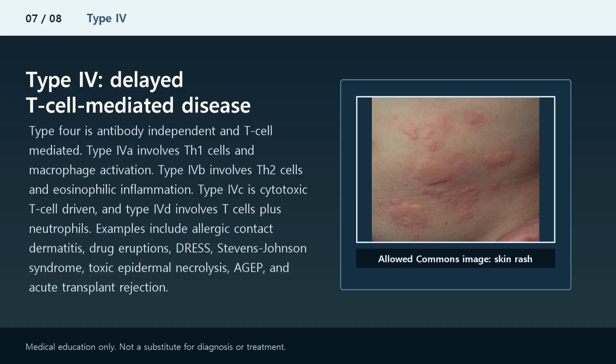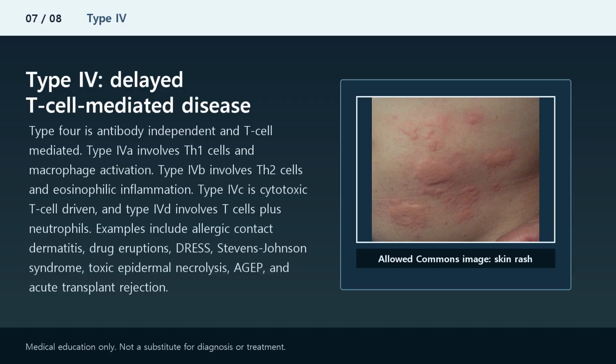Type 4 is antibody-independent and T-cell mediated. Type IVA involves Th1 cells and macrophage activation. Type IVB involves Th2 cells and eosinophilic inflammation. Type IVC is cytotoxic T-cell driven, and type IVD involves T-cells plus neutrophils.